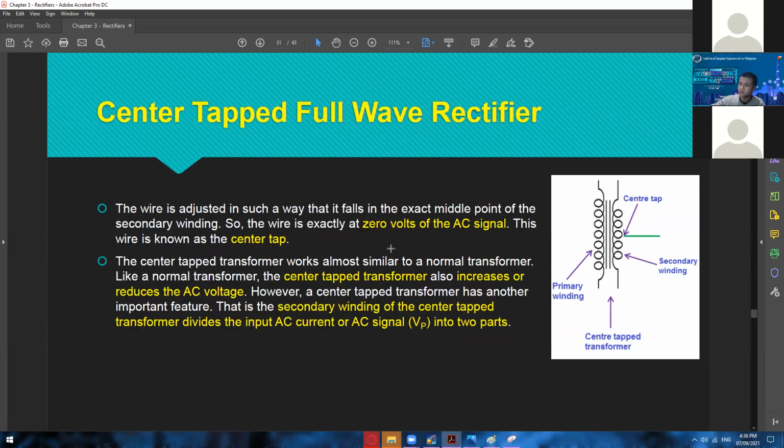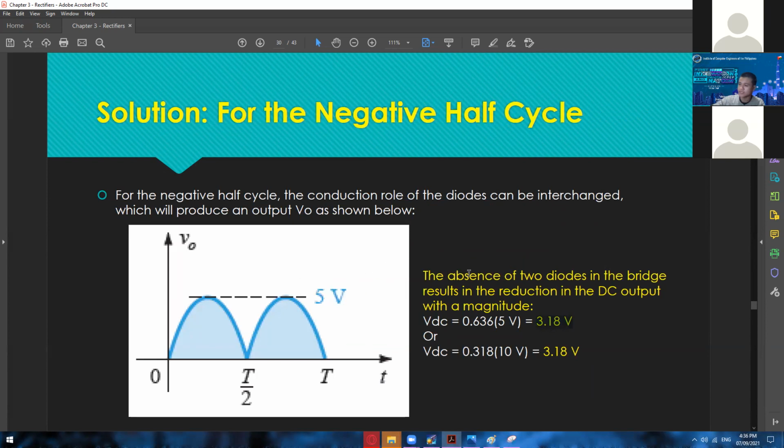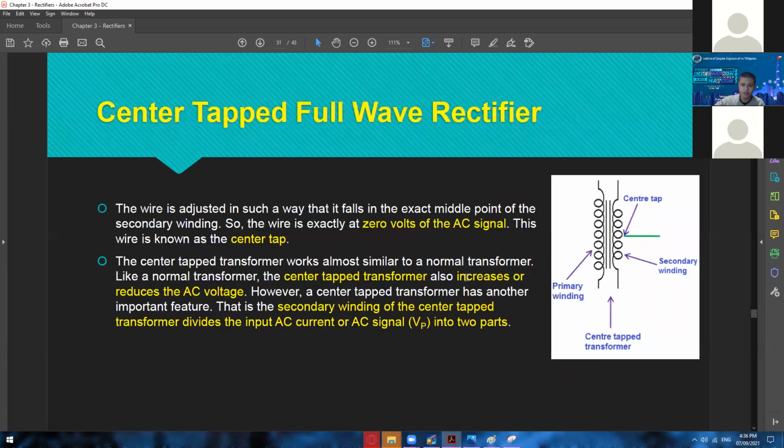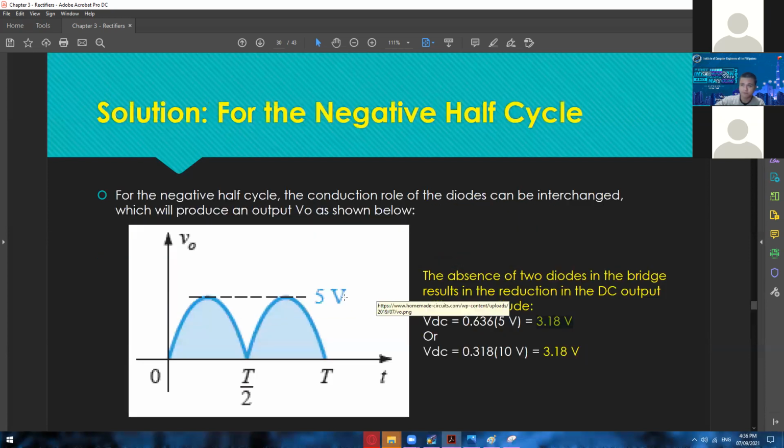So I hope we're clear with this example right here. Any questions so far? For clarification? Okay, so I guess none.